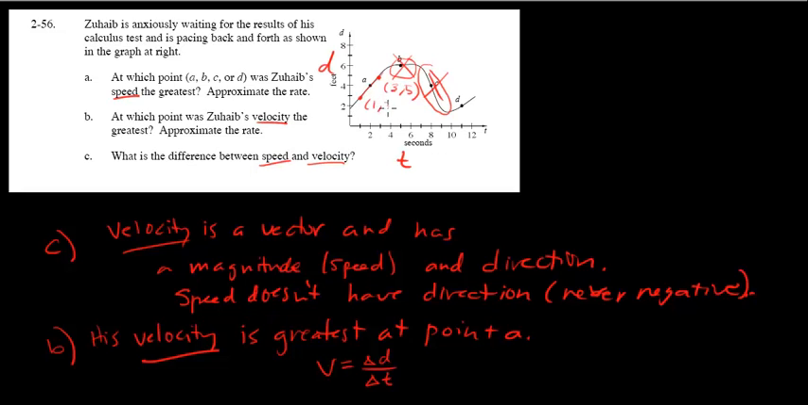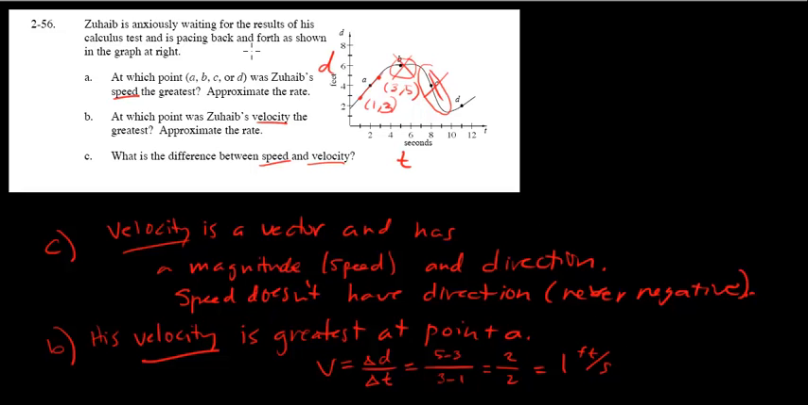Picking those 2 points, they're on the same slope as A. The change in distance is the y value, so I'm going to go 5 minus 3. The change in time, we're going from 1 to 3 seconds, so 3 minus 1. So 5 minus 3 is 2, over 3 minus 1 is 2, which is 1 foot per second. Okay, so his velocity is 1 foot per second, and remember it contains direction.